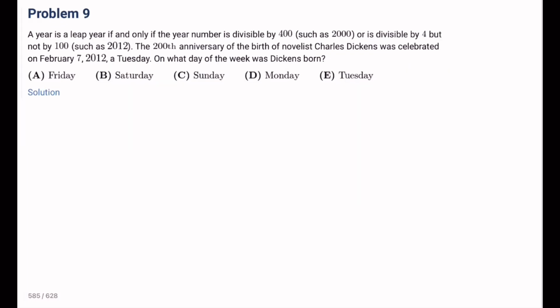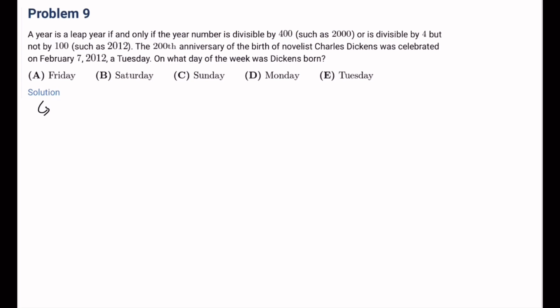Number 9, a year is a leap year if and only if the year number is divisible by 400, such as 2000, or is divisible by 4 but not by 100, such as 2012. The 200th anniversary of the birth of novelist Charles Dickens was celebrated on February 7, 2012, a Tuesday. On what day of the week was Dickens born?